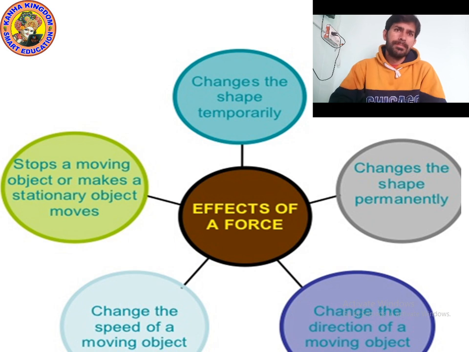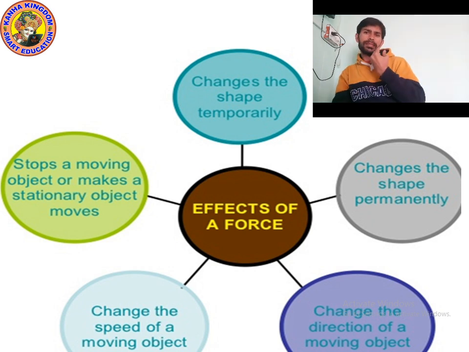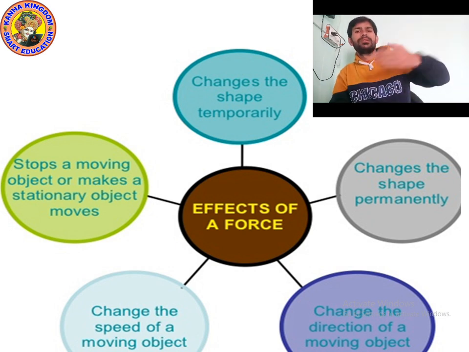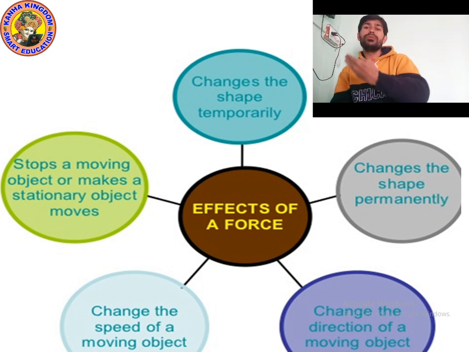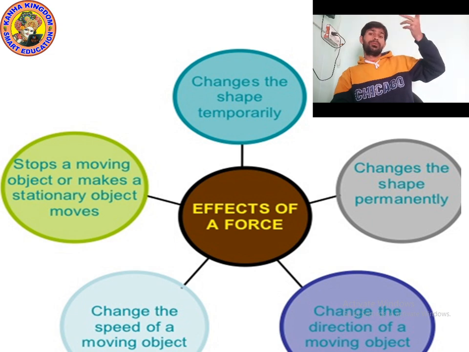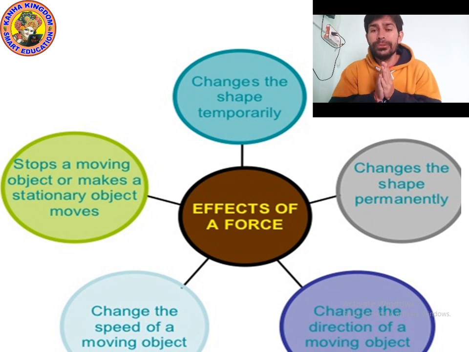Or if you are playing cricket, as a batsman, when you hit the ball, the ball can go in any direction. So what is happening? The direction is changing, because the bowler is throwing the ball straight, and when you hit the ball using the bat, it will go in any direction: north, east, south, west. So direction can be changed using force.